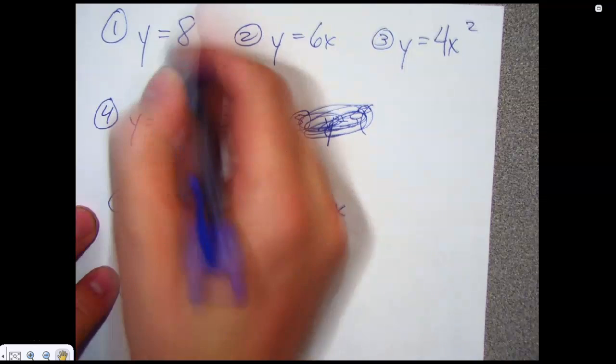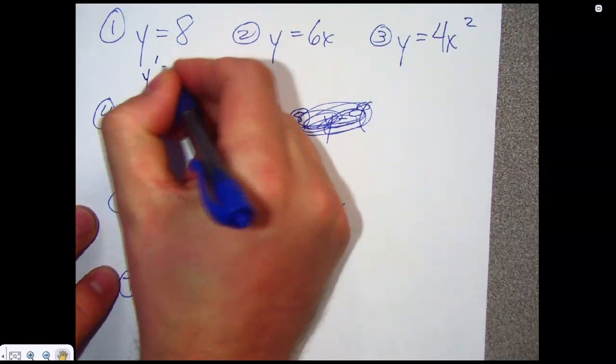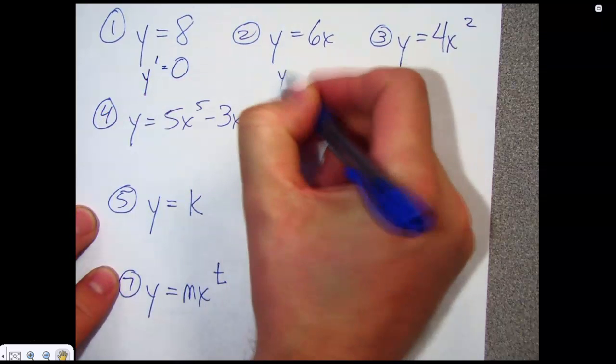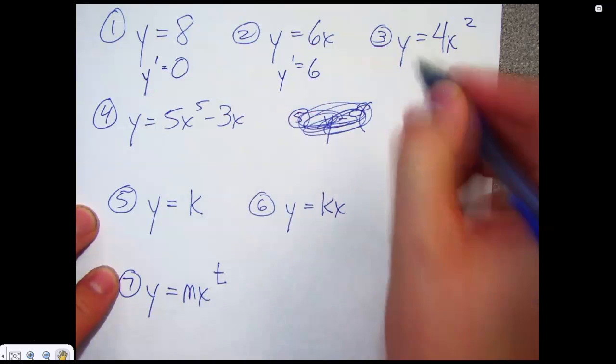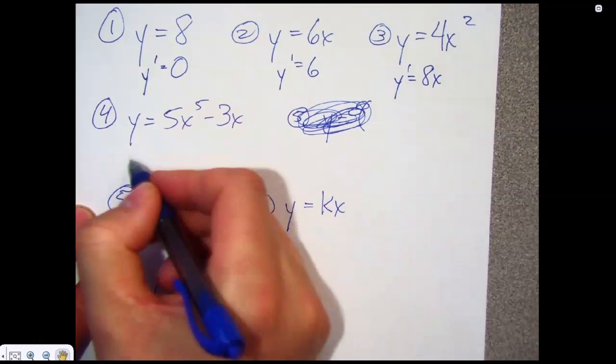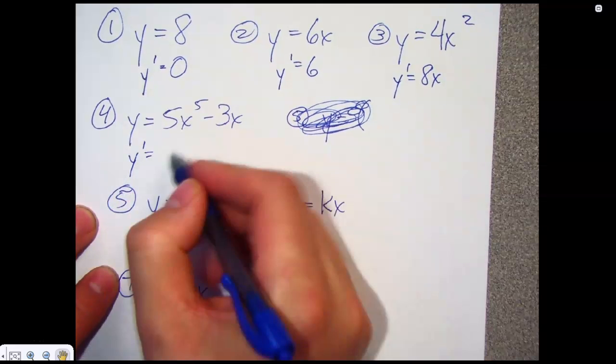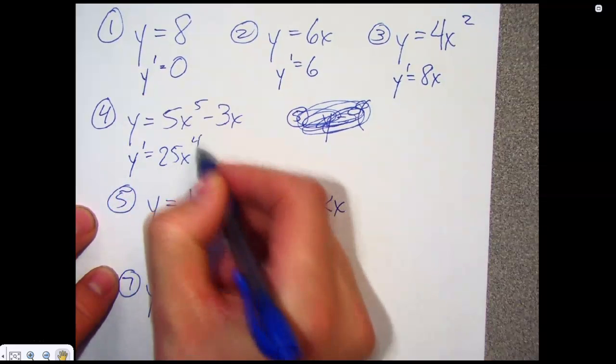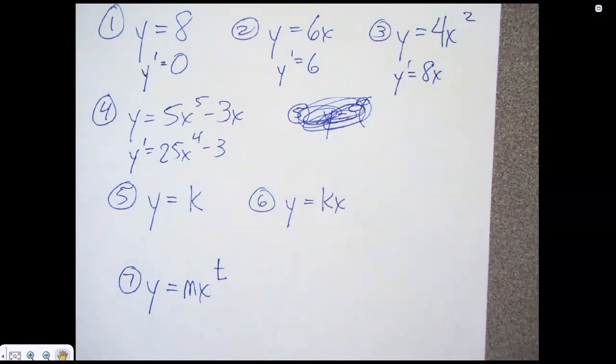Okay, so what's the derivative of 8? 0. What's the derivative of 6x? 6. Derivative of 4x squared? 8x. This you're just doing like 2 separate problems, basically. So 25x to the 4th and then minus 3. Let me get those first 4 right. So that's with numbers, and then can you do it with letters is all I'm doing down here.